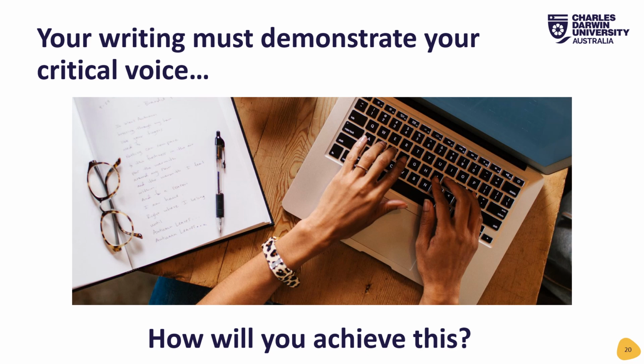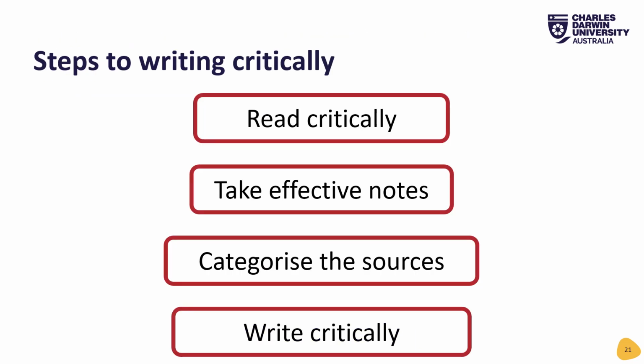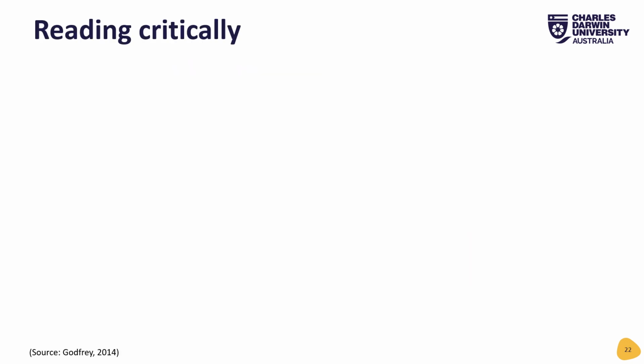Now that we have discussed critique in some depth and looked at a few examples, we move on to think about how you can develop your own critical writing skills. How does a writer demonstrate their critical voice? Note that writing critically starts with reading critically, so this will be our starting point. As you can see in the slide, critical writing is underpinned by reading critically, taking effective notes, and categorizing our sources. By categorizing, I mean giving consideration to how we will synthesize all that we discover when we are reading.